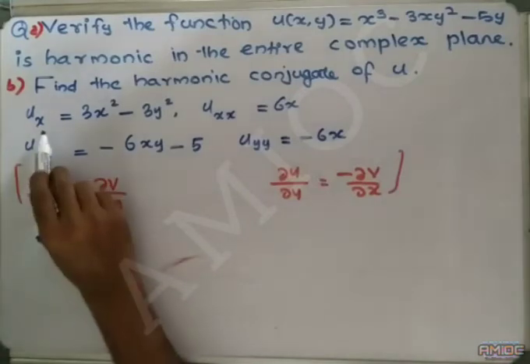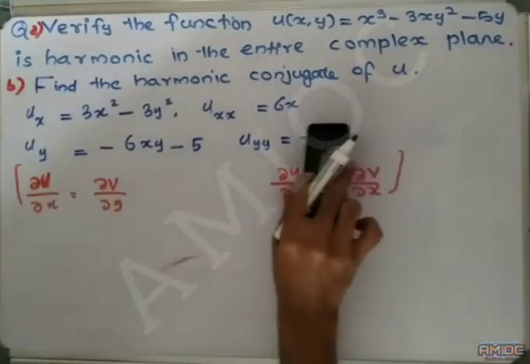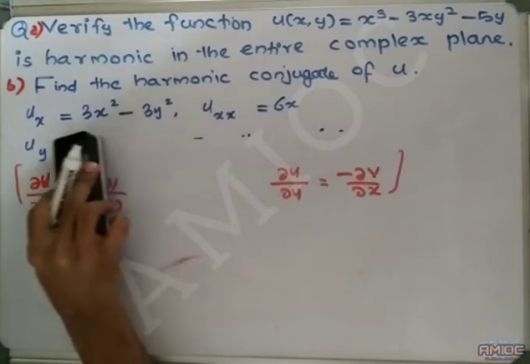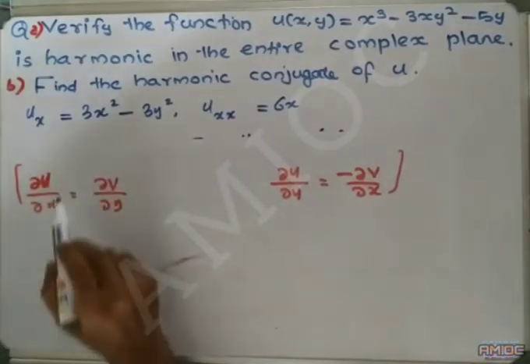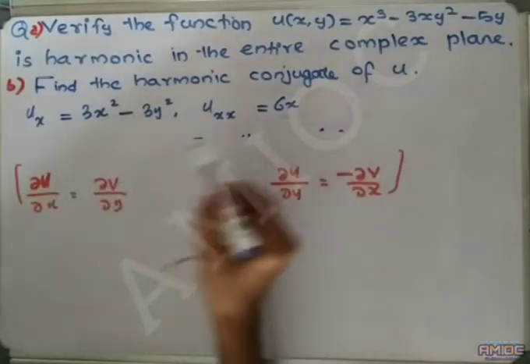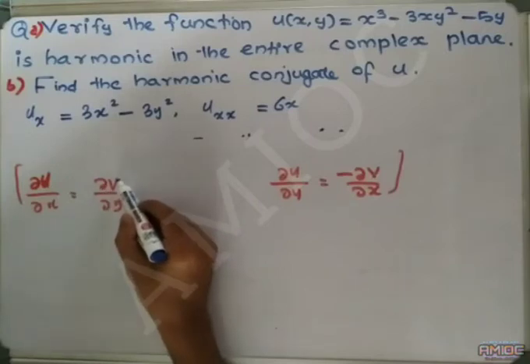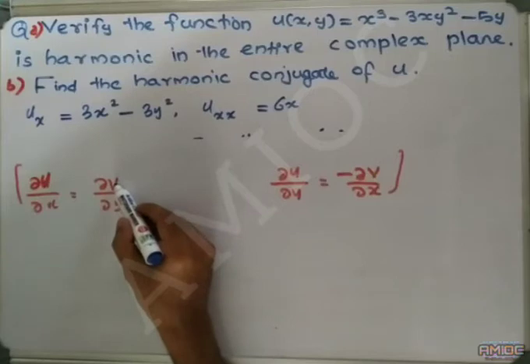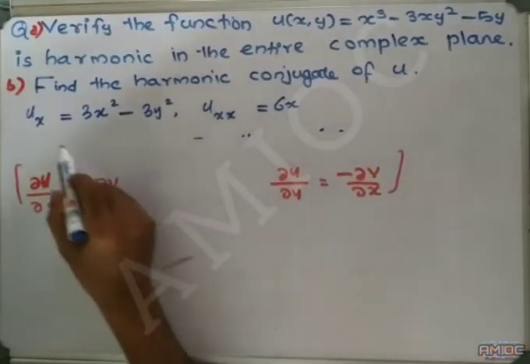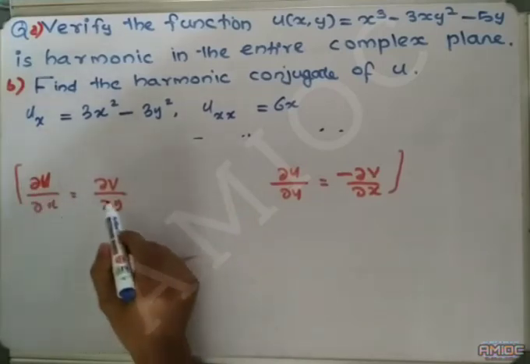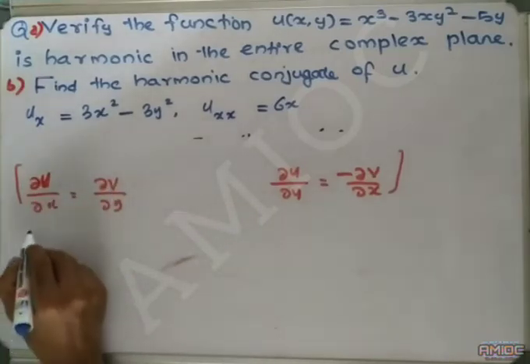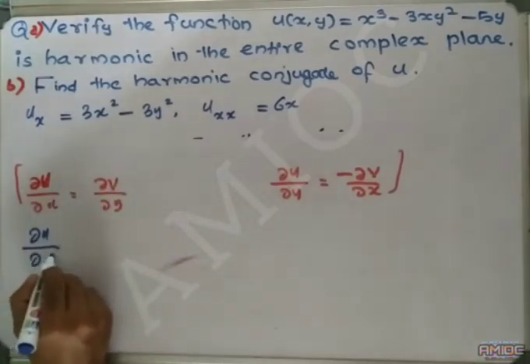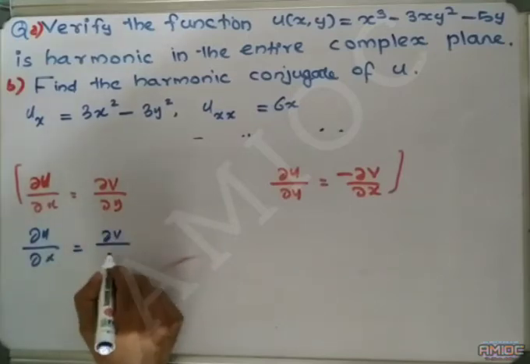We have evaluated ux, the partial derivative of u with respect to x. As the given function is u plus iv, we have to find a function v such that u plus iv is analytic. As u plus iv is analytic, the function v must satisfy the Cauchy-Riemann equation. Therefore, ∂u/∂x equals ∂v/∂y.